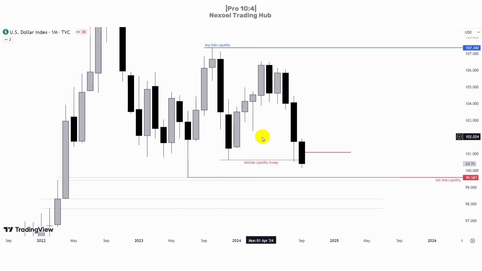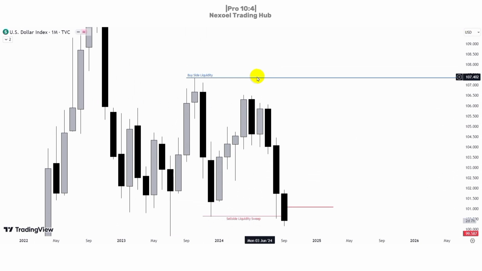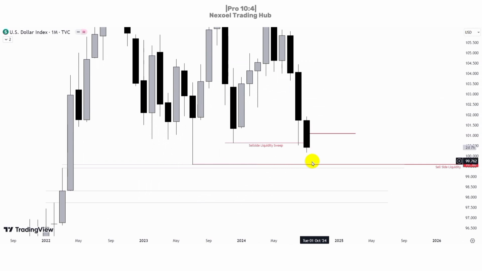So what we can see here is price took out this external range liquidity, and the month of September gave us a down close candle. So we can see our draw on liquidity is this sell side liquidity. Price gave us this bullish move to the upside, failed to take out this buy side liquidity, and then you can see we're having this bearish push of price to the downside.